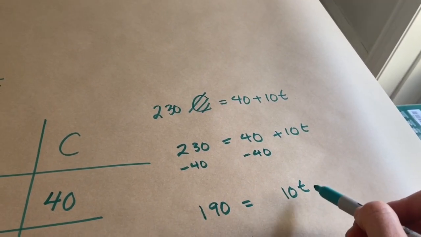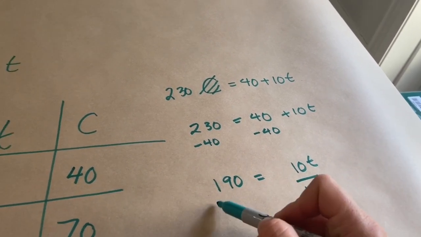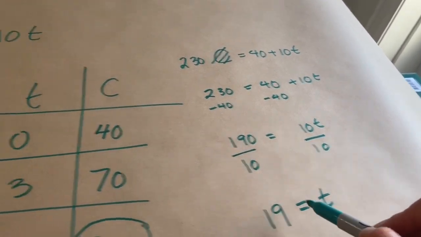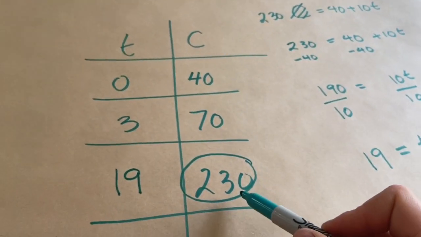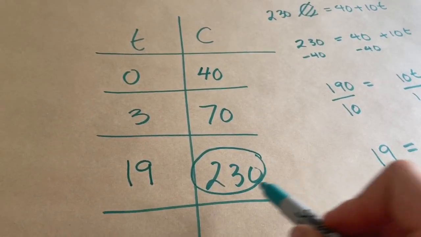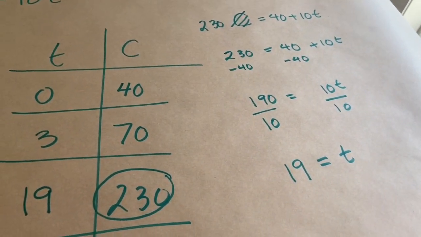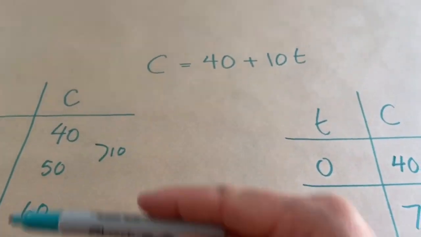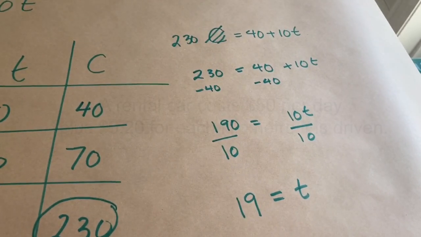Here I have t times 10. I want to undo the times 10, so I'm going to divide by 10. And that means that my t is equal to 19. My t is going to be 19 when the cost is 230. So that means if I have 19 hours, the cost is going to be 230. And that's how you can do this question using the numeric model, which is the table of values, but also using the algebraic model and doing algebra, solving the equation.